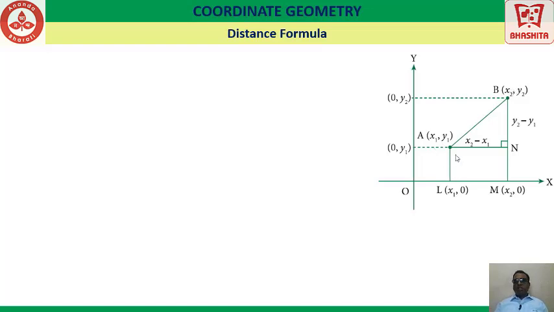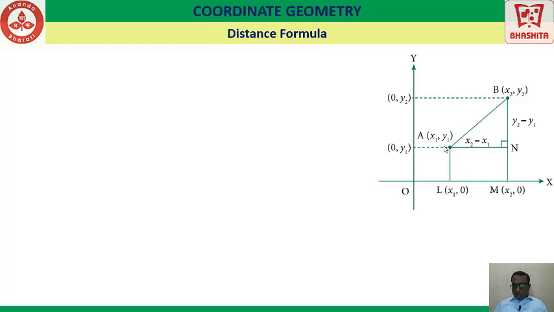Now what we could do is this: the length AN is something we can find. We can also find this length BN. AN and BN can be found using the coordinates of A as (x1, y1) and that of B as (x2, y2). Once we know these coordinates, it is not difficult to realize this length is x2 minus x1.